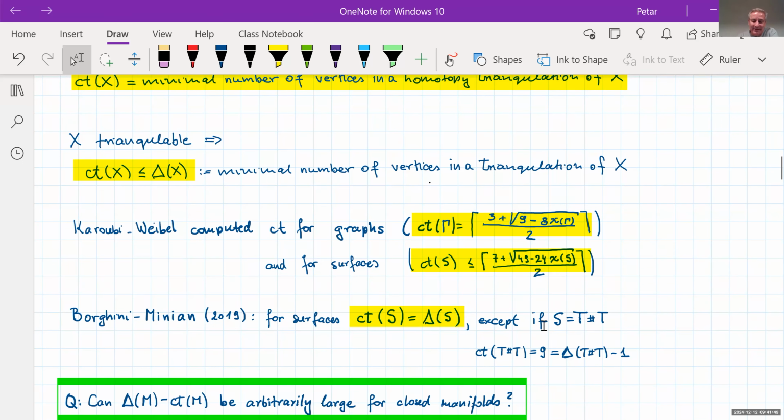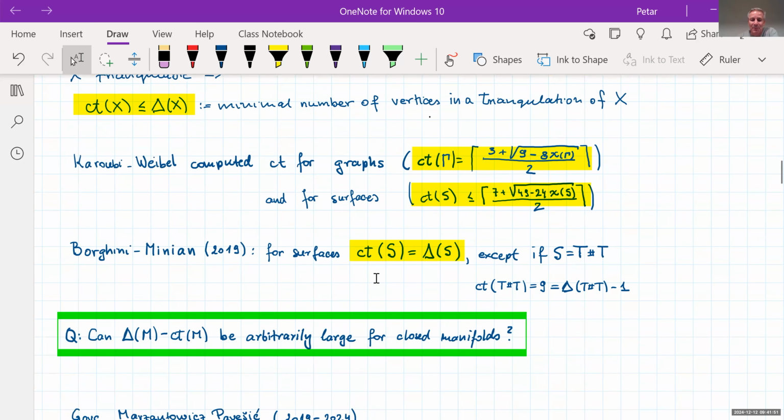And mainly because it is hard to compute both of those numbers. So there are few infinite families, but then just some exceptional spaces for which we know exactly this minimal triangulation, and also a small number of spaces for which we know precisely their covering type. But still, this is like my first open question. You will see, questions and problems will be in green.